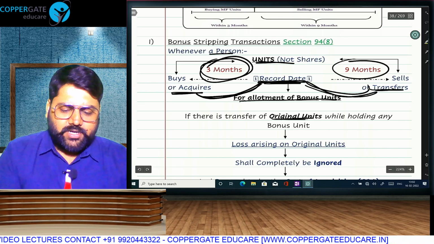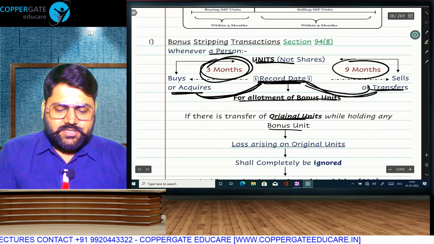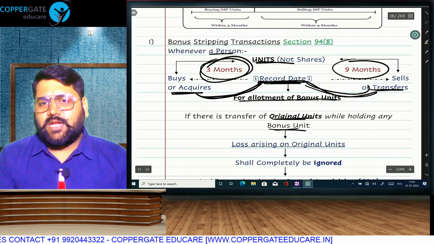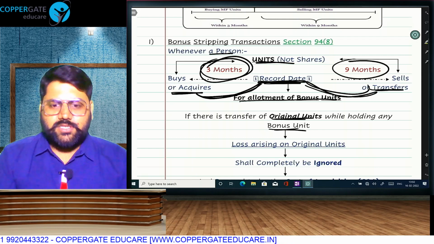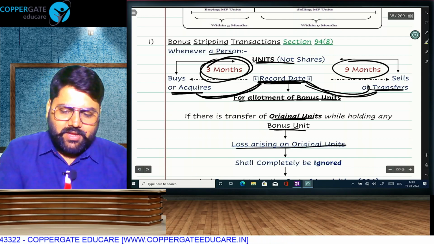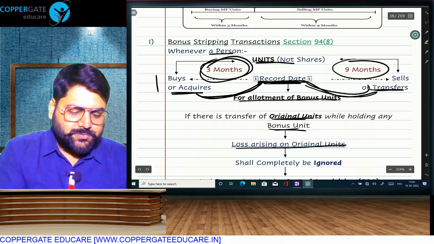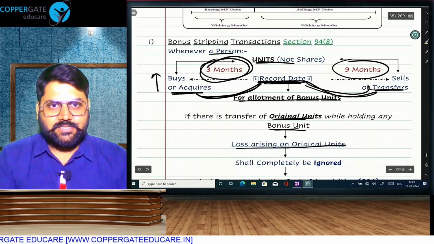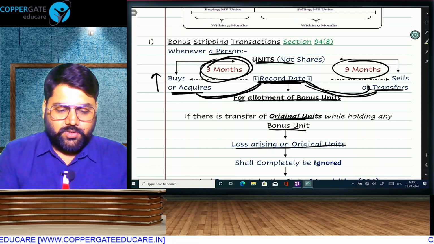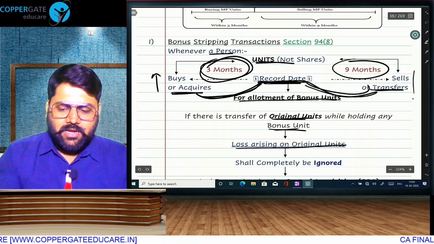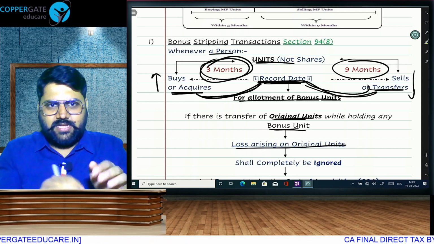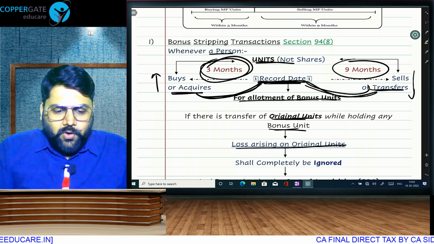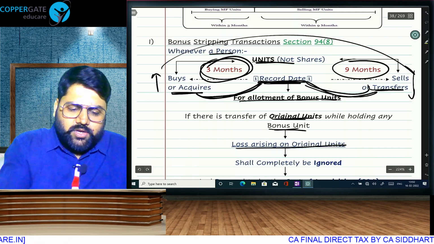Obviously you will be allotted bonus units, and now if there is any transfer of original units while you are holding the bonus unit, on the original unit there will definitely be a loss. Why? Because this purchase price will be higher than the normal market price because of the eligibility of bonus. This selling price will be lower than the normal market price because the bonus benefit is taken, so now the price will fall, and thus there is always going to be a loss.